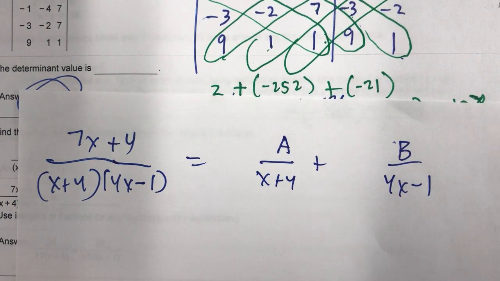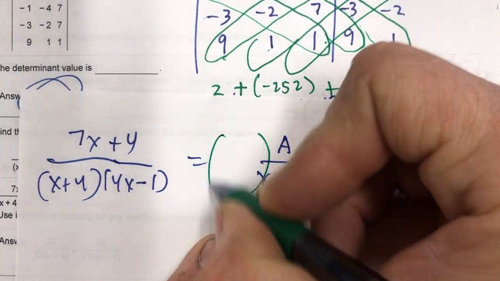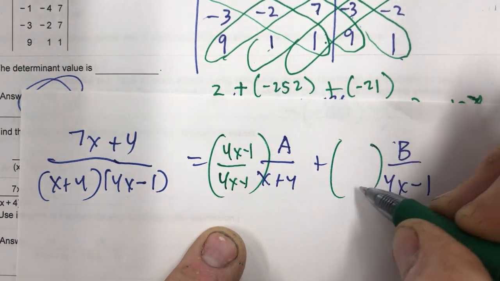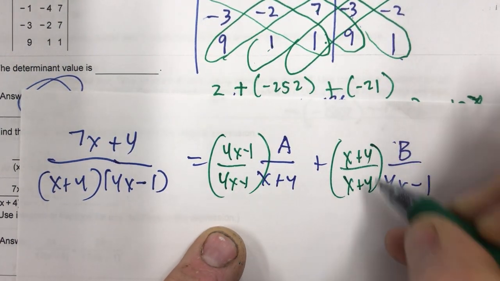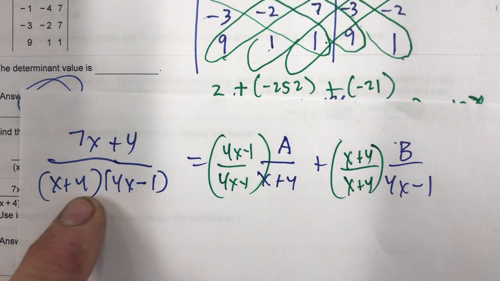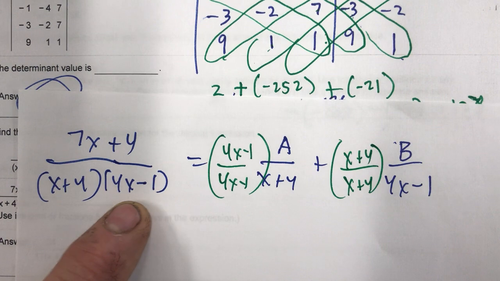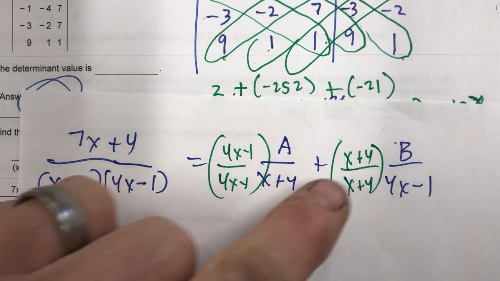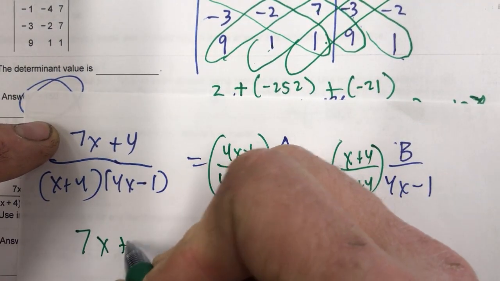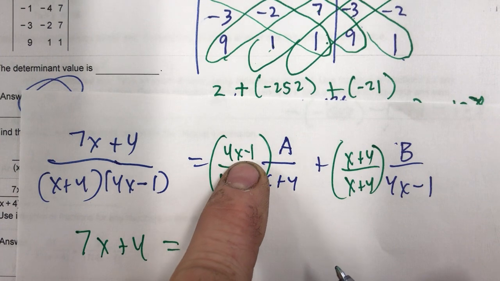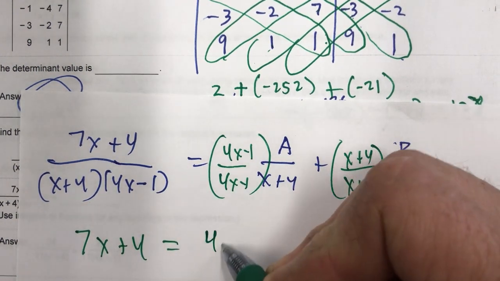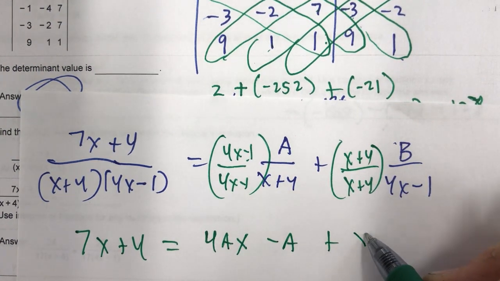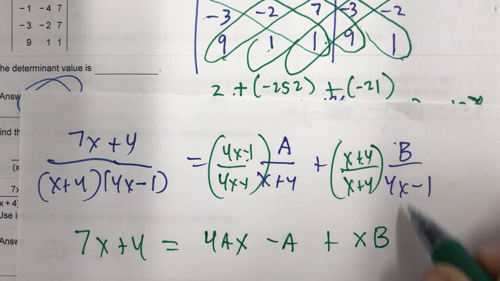Okay? So I need common denominators. So what I do here, top and bottom, I'm going to do 4x minus 1, top and bottom. Right here, I'm going to do top and bottom, x plus 4. Okay? And now look, all my denominators are the same. So I can forget the denominators and just focus on the numerators. So right here I got 7x plus 4 equals 4x minus 1 times a, so 4x times a is 4ax, negative 1 times a is negative a, and then x times b is xb, or bx, plus 4b.